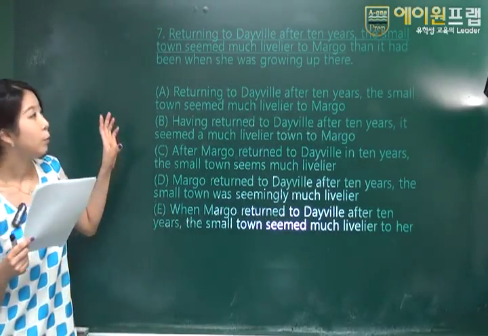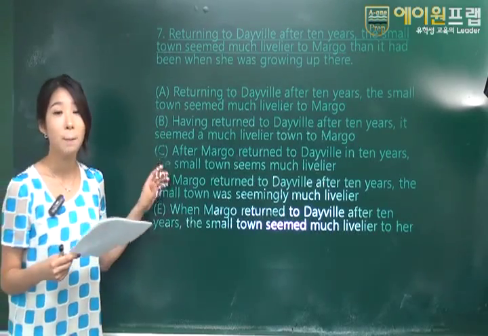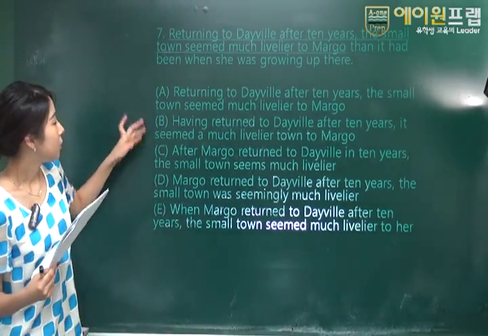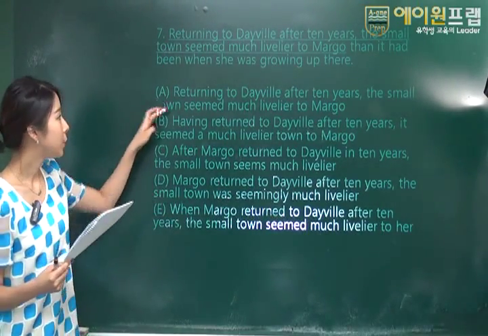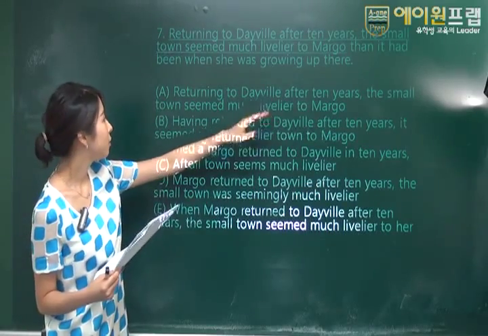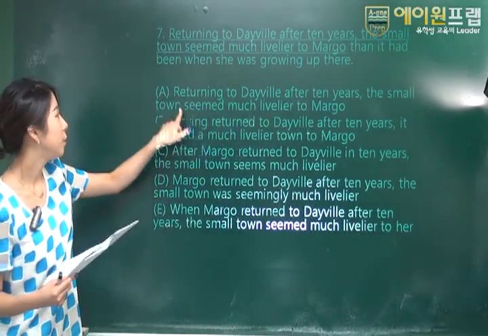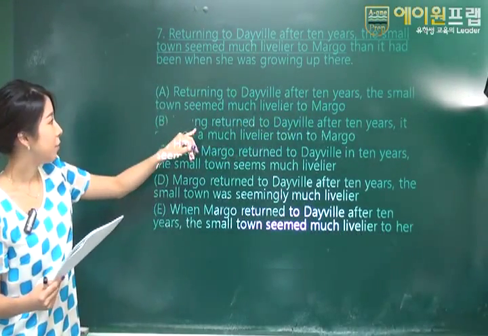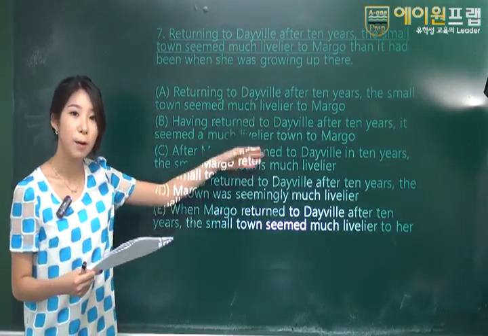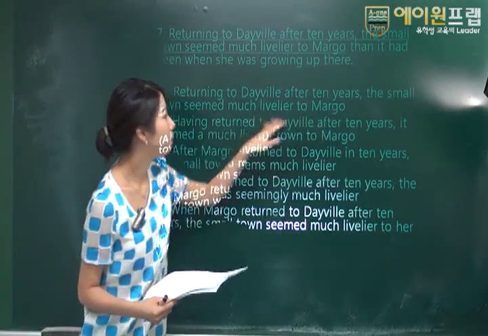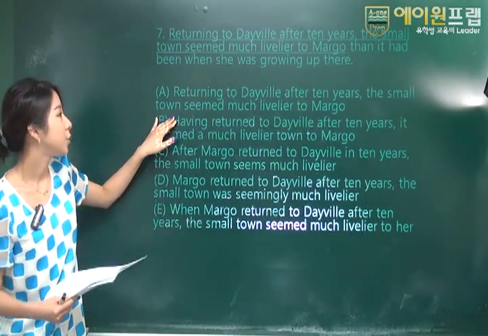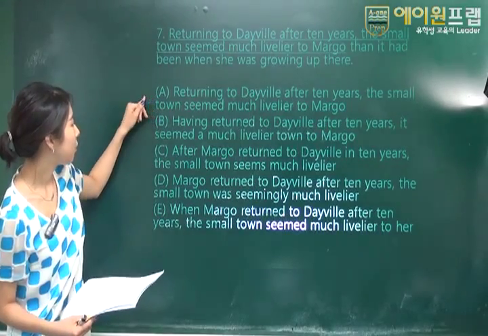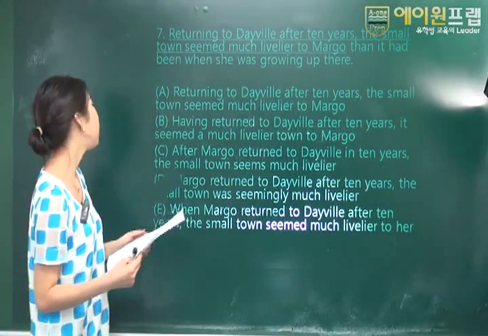So, who should be the subject of the sentence? It's going to be Margot, right? Margot is the important person in this sentence. Let's look at option A. Returning to Dayville after 10 years, the small town seemed much livelier to Margot. This is a participle clause, returning to Dayville. Who's returning to Dayville? It's Margot, not the small town. So the small town shouldn't be placed right after the comma. There should be Margot right here. So A, let's cross it out.